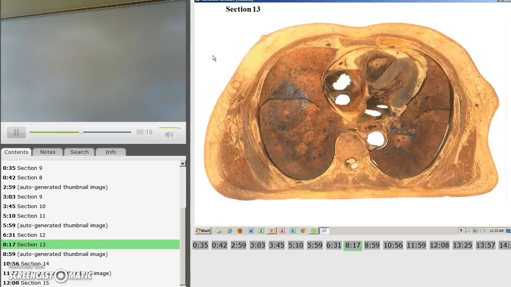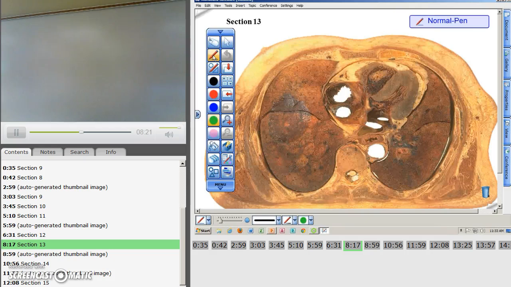Section 13. Okay. Use black here. You can see a thin line, a thin covering out around here. That black would be the pericardial sac. Okay. This basically is surrounding the heart.